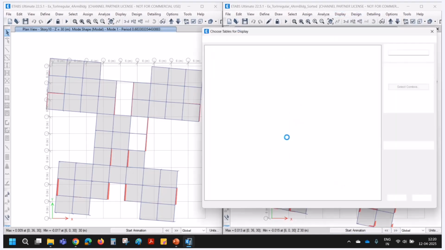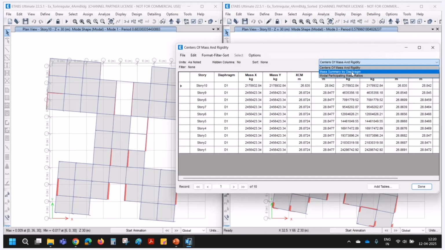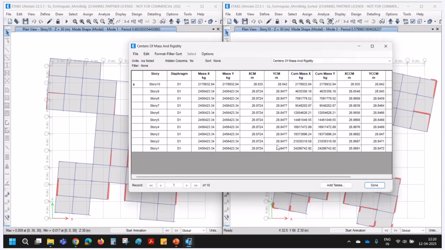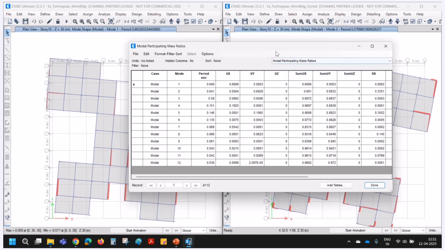If we look at the table, center of mass and rigidity have come closer now. It's 27, 29, it's 27. And the center of rigidity here for the y direction is 27, 28. Pretty close should be sufficient. Then you have the modal participating mass ratio.